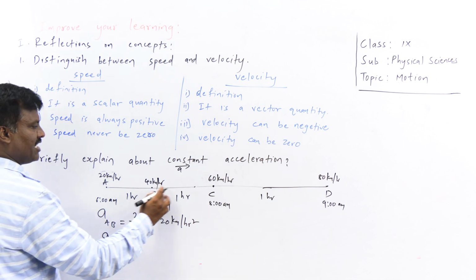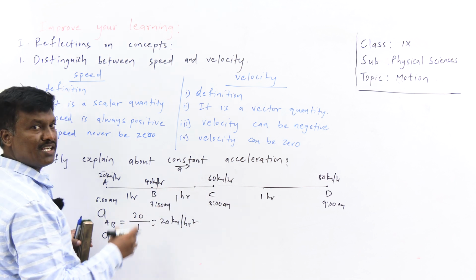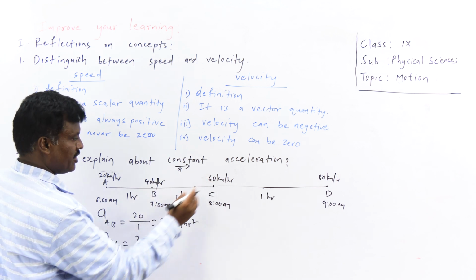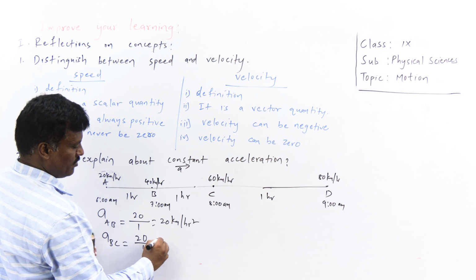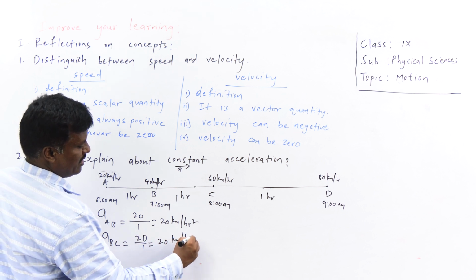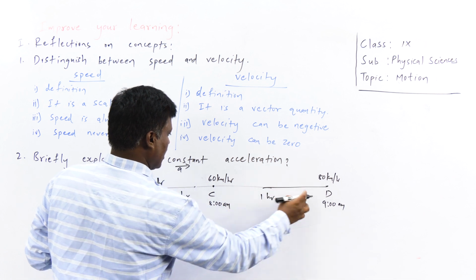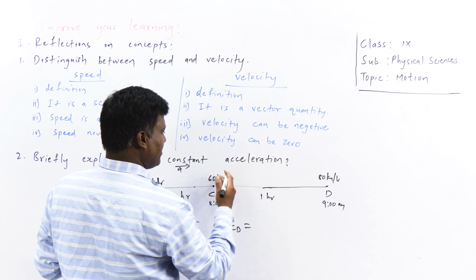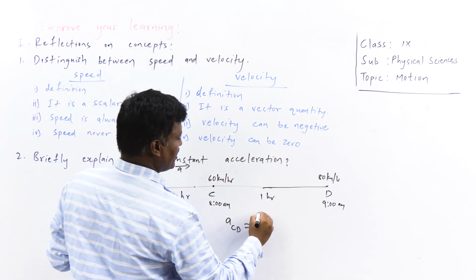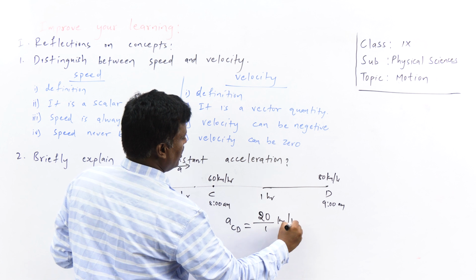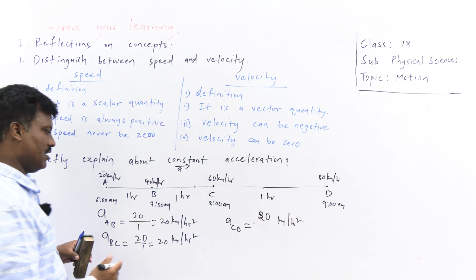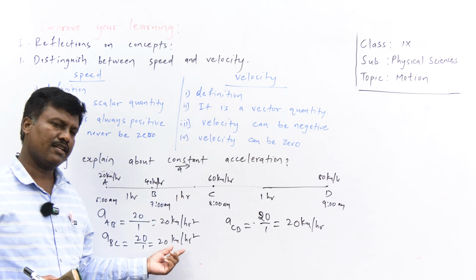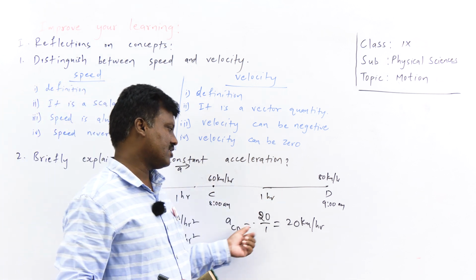Now we are going to find the acceleration between B and C. Acceleration is change in velocity by time, final velocity minus initial velocity by time. 60 minus 40 by 1, 20 by 1, so 20 kilometer per hour square. Between C and D, change in velocity by time: 80 minus 60, that is 20 by 1, which is 20 kilometer per hour square. See, the acceleration between A and B is 20, B and C also 20, C and D also 20.